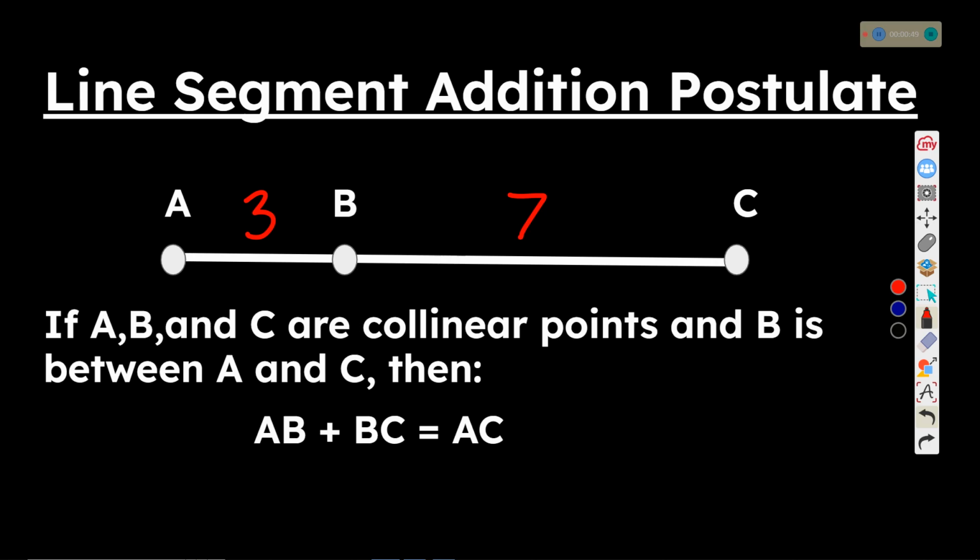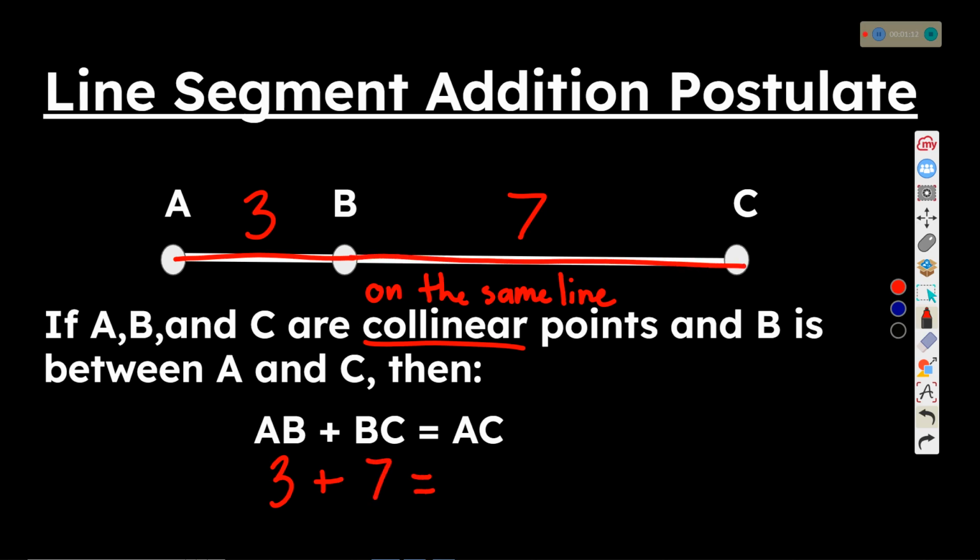all that this is telling us is that if these points are collinear, which means on the same line, that's all that means. So A, B, and C are on the same line right here. We can see that clearly. So AB we can see is 3, and then BC is 7.